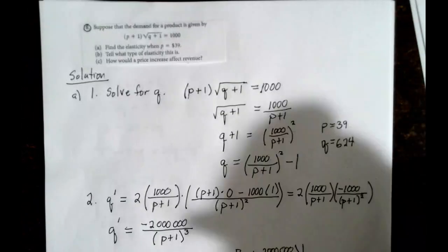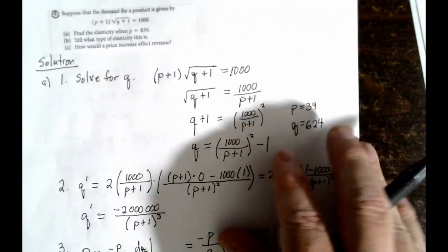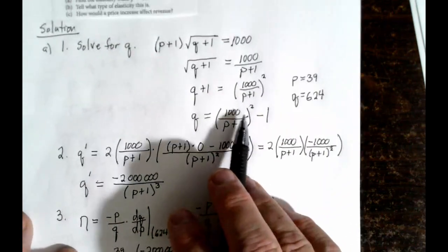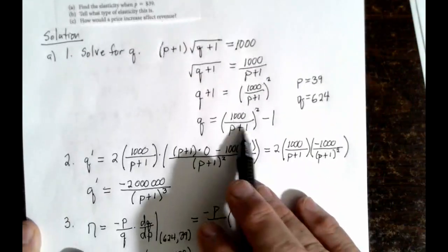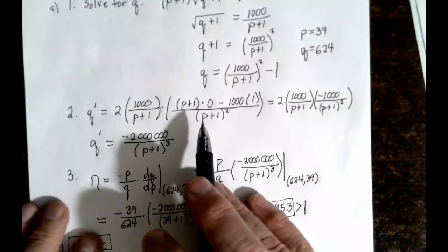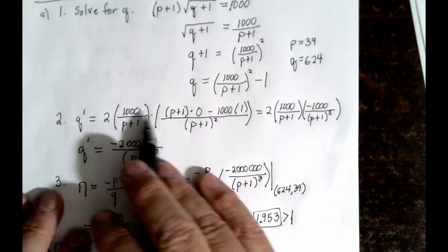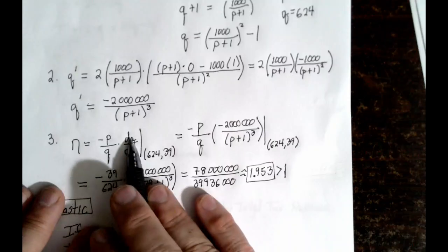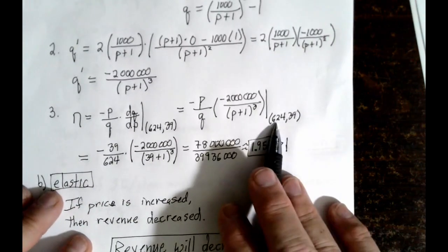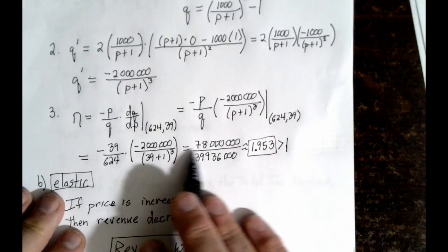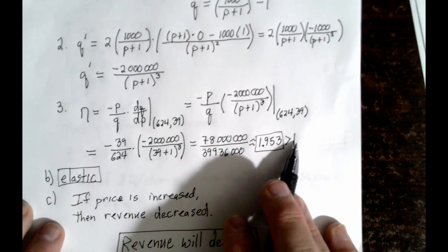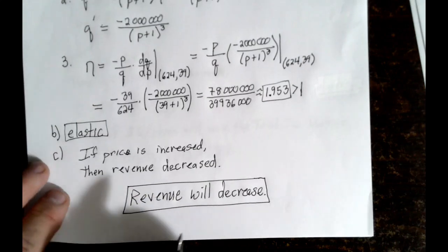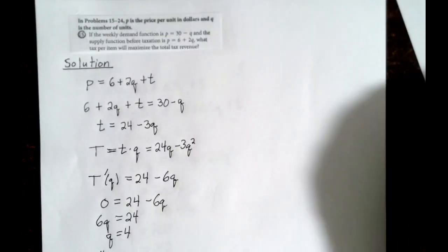Number 8, you have to solve this one for Q. Got to do a bit of work there. And once you know P is 39, which they tell you, you can plug in 39 in there and you find Q is 624. So now you take the derivative of that, and it takes a bit of work to do it, and simplify it down, you get to here. That's what you're going to plug in right there, which we do. And then you use Q is 624 and P is 39, and you multiply it out and you get something greater than 1, which means elastic. So if the price is increased, the revenue will decrease. And this means the revenue will decrease.